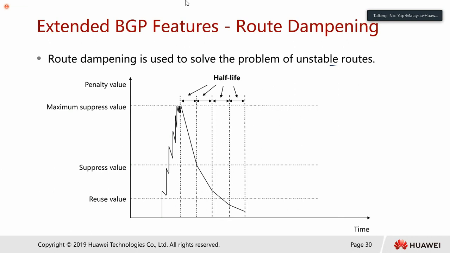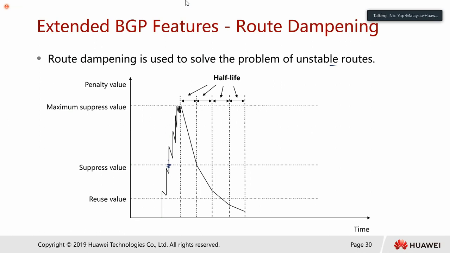Route dampening is just like a penalty value you measure for the stability of the route. I give you a value to tell how stable your route is. Let's say your value is very high. In this case, that means you are not stable at all. That is called a penalty value. Every time you go down and come back, you flap, I will increase the penalty value. When it reaches the suppress value, I'm going to stop you.